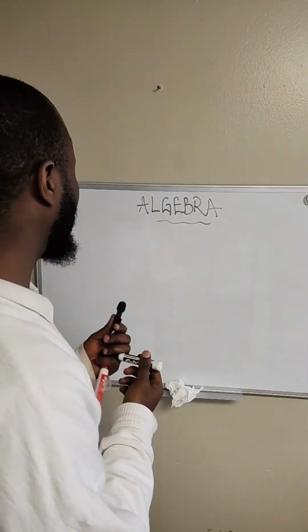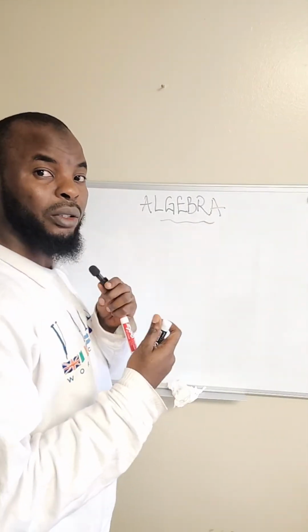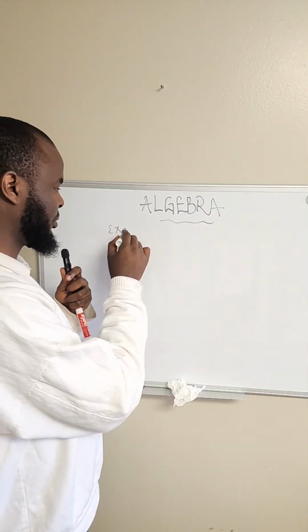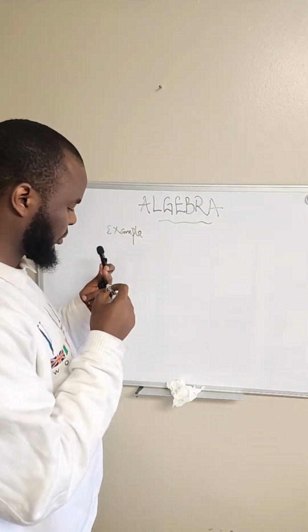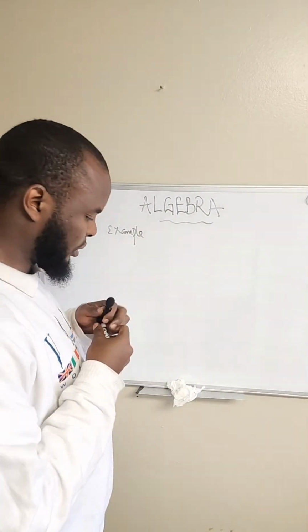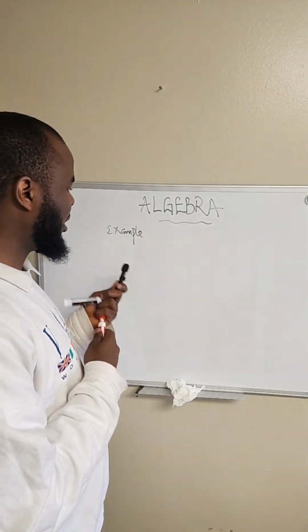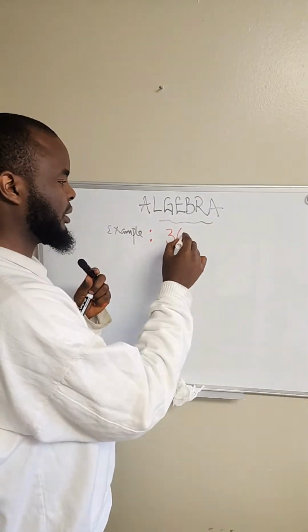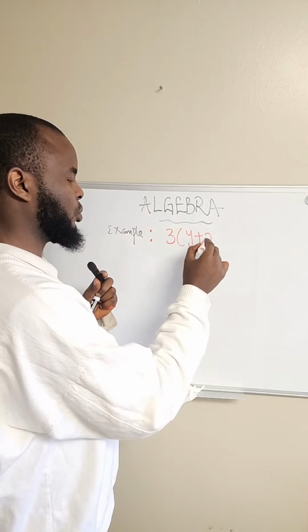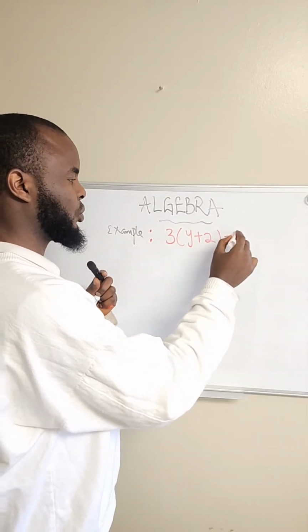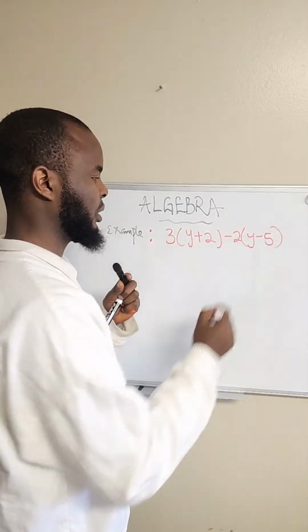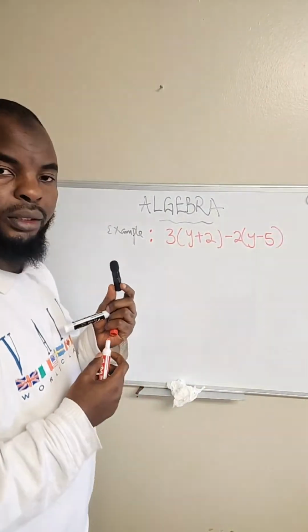So the first thing I will be teaching is how to distribute, or you can call it expansion. For example, I have this example. Here we have 3 into parentheses y plus 2 minus 2 into parentheses y minus 5. How do we do this?